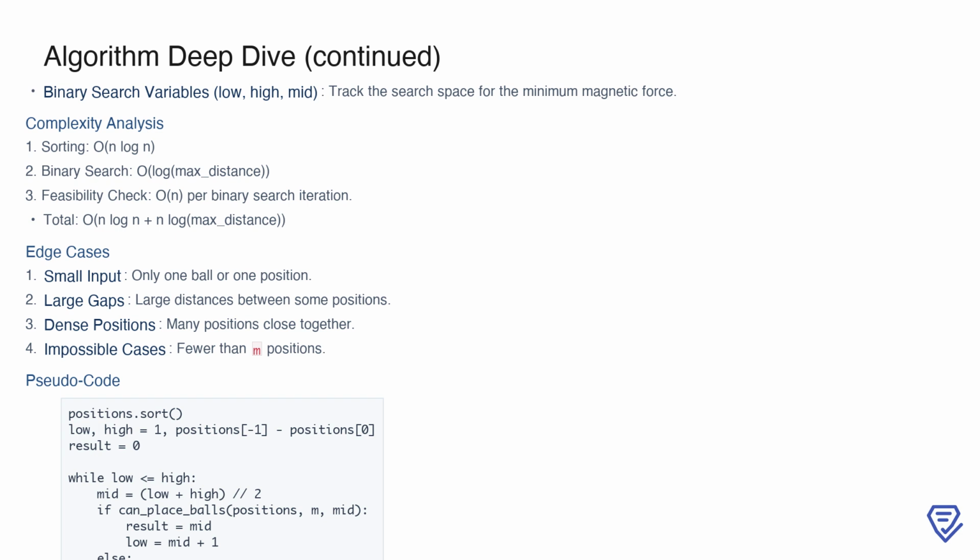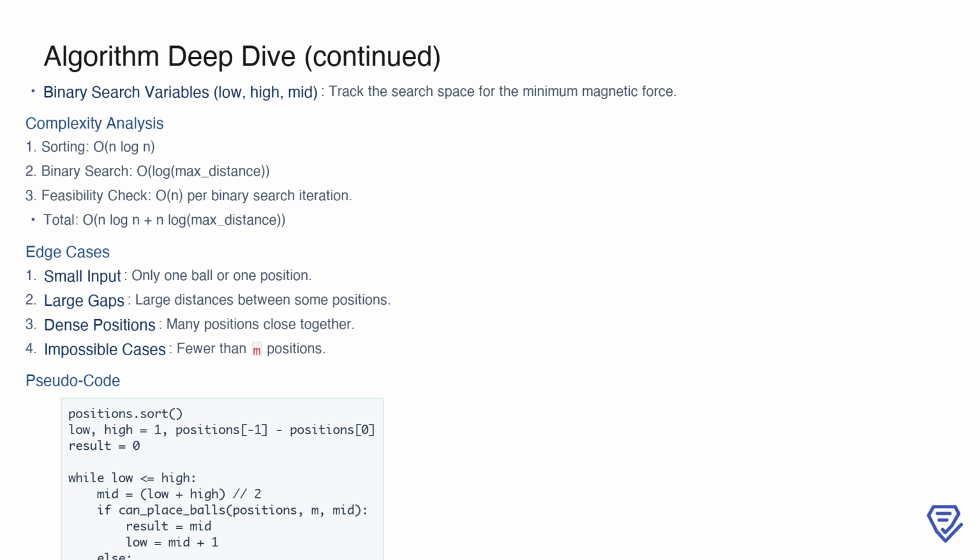Let's analyze the computational complexity of this approach. Sorting the positions takes n log n, which is a one-time cost. The binary search operates over a range defined by the maximum possible magnetic force, which depends on the difference between the first and last positions. This contributes log(max_distance) iterations. For each binary search step, the feasibility check runs in O(n), as we only make a single pass through the positions. Combining these, the total time complexity is n log n plus n log(max_distance).